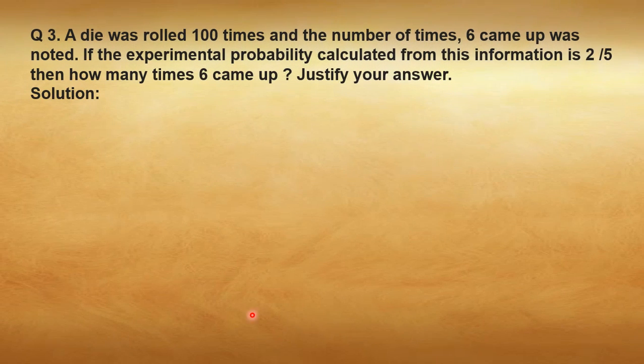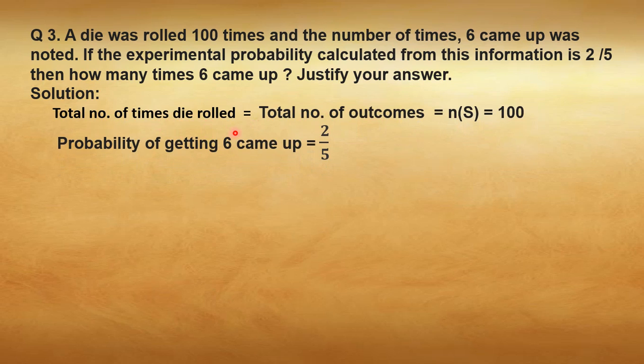Let's do one more. A die was rolled 100 times and the number of times 6 came up was noted. If the experimental probability calculated from this information is 2 upon 5, then how many times did 6 come up? So, as given, the number of times the die is rolled is 100. The probability of getting 6 is 2 by 5.